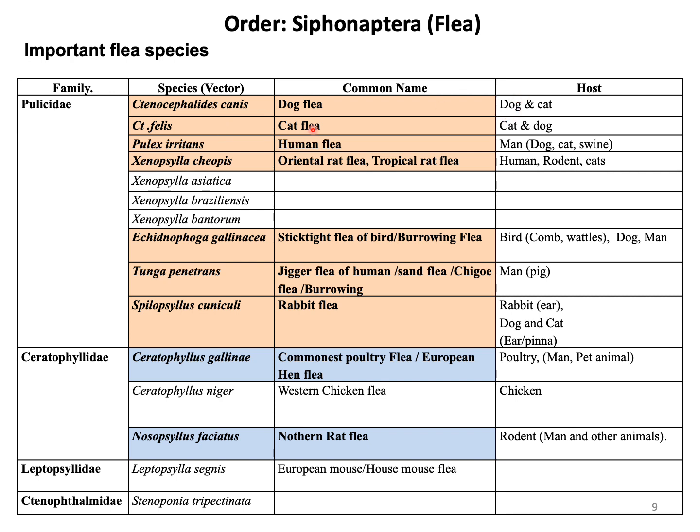Ctenocephalides felis is known as the cat flea. This infests cats and dogs. Pulex irritans, the common name is human flea. They mostly infest man, dogs, cats, and different other animals.